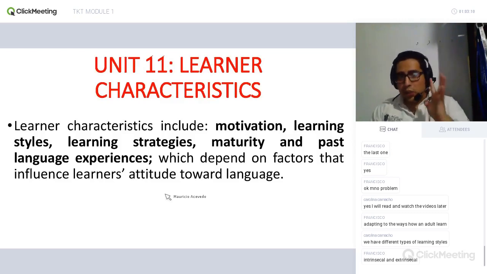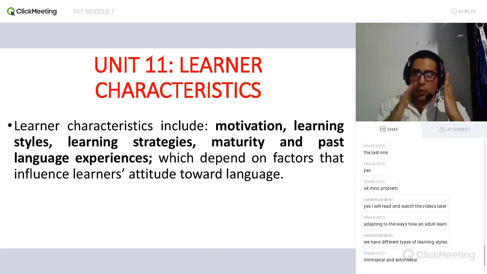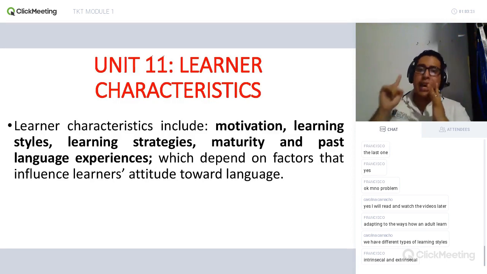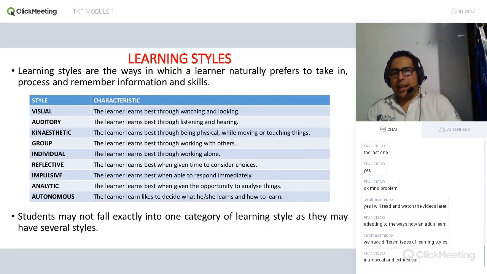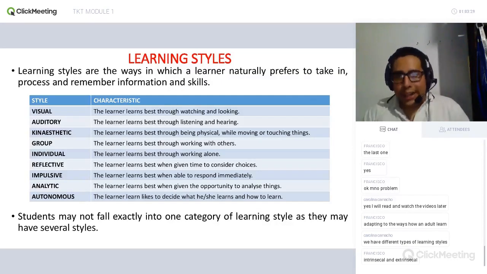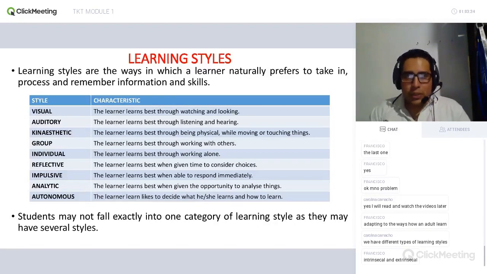So today we're going to focus on the other four, not motivation, because we have talked about that a lot: learning styles, learning strategies, maturity, and past language experiences. Now, first, learning styles. These are the ways in which a learner naturally prefers to take in, process, and remember information and skills. So this is basically the way that they have to learn.